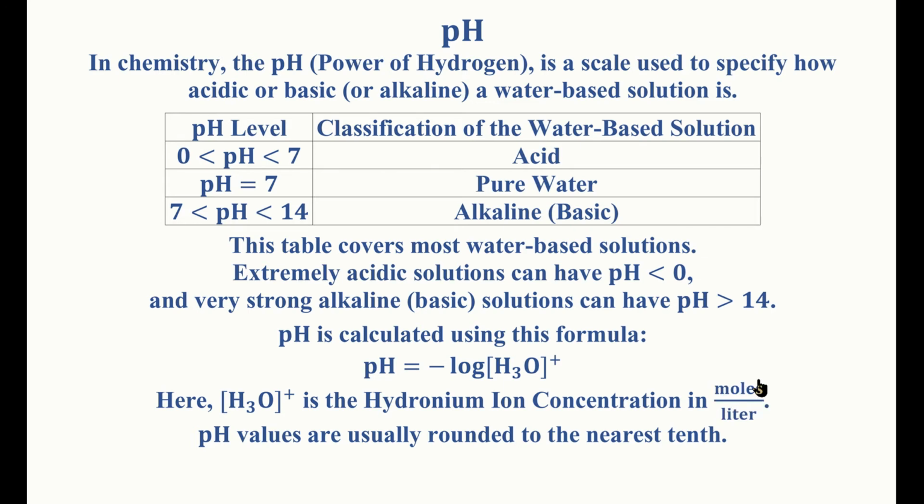I can just tell you that 1 mole of a substance is not 1 molecule. It's a whole lot of molecules of that substance. It's, as you know, the Avogadro number of molecules. And usually it's common practice that we round pH values to the nearest tenth. So let's go ahead and take a look at an actual problem involving pH now that we understand what it is and what it signifies.